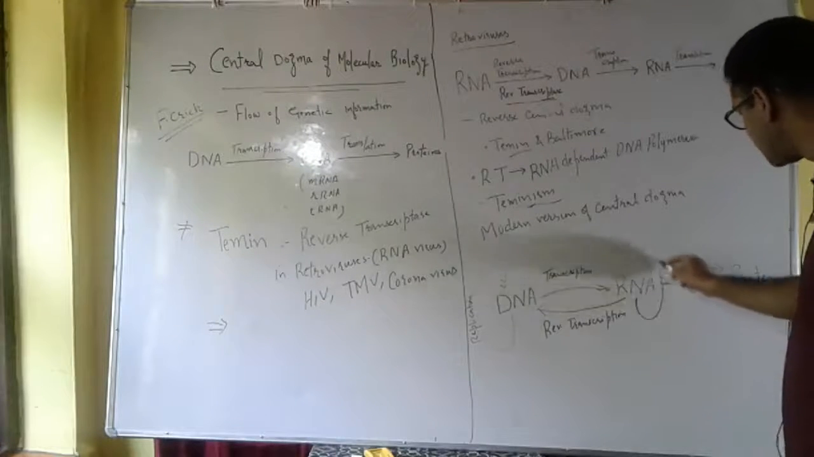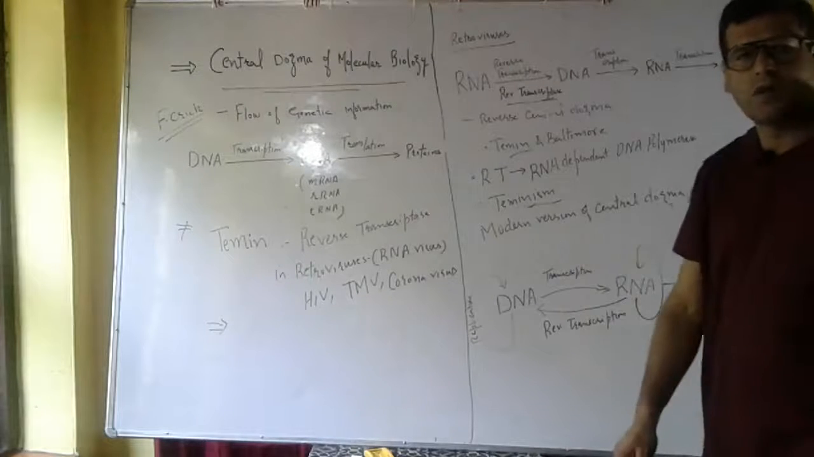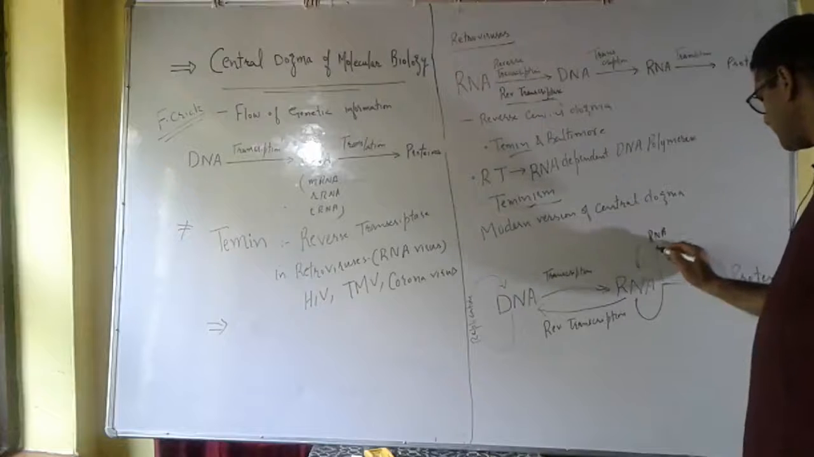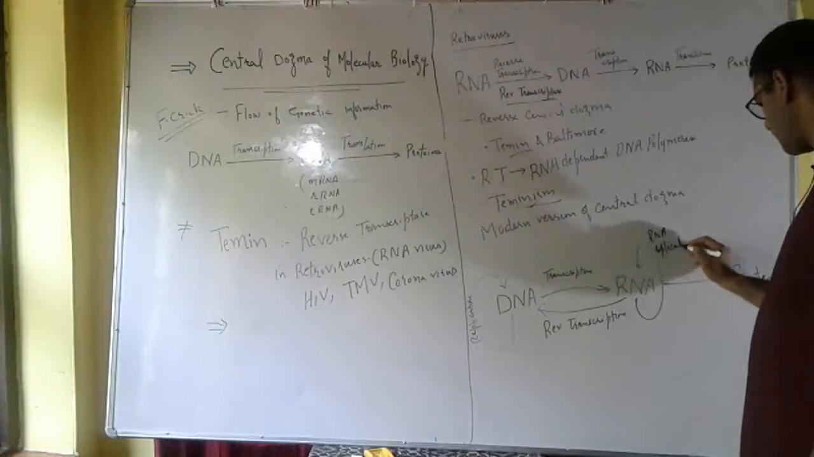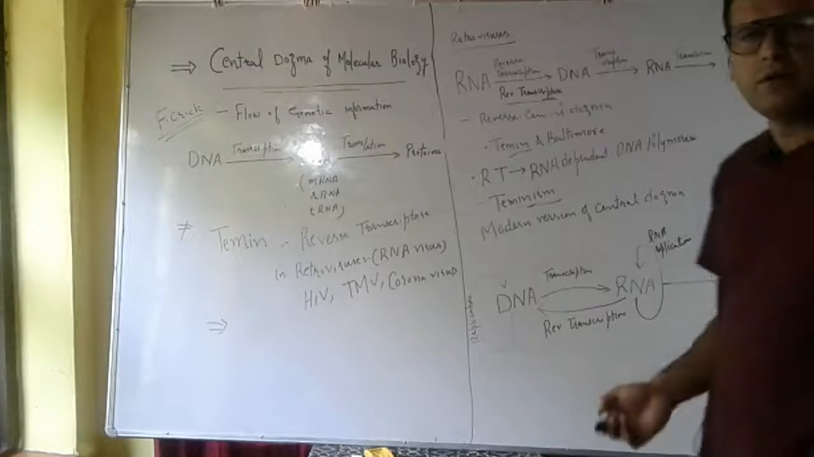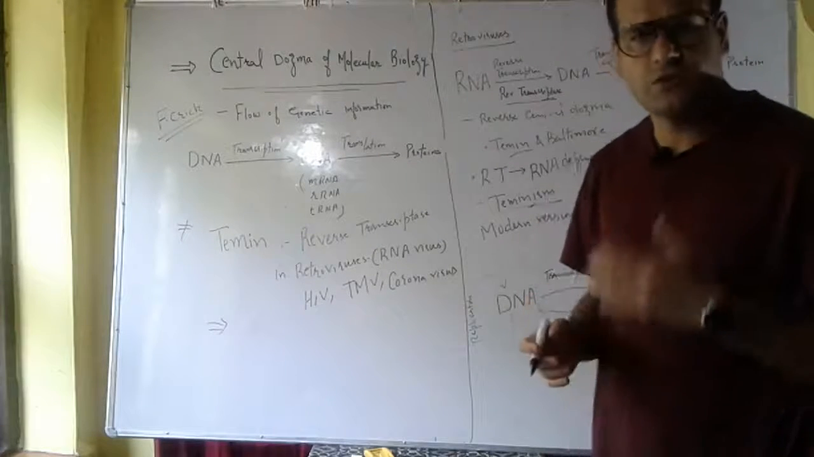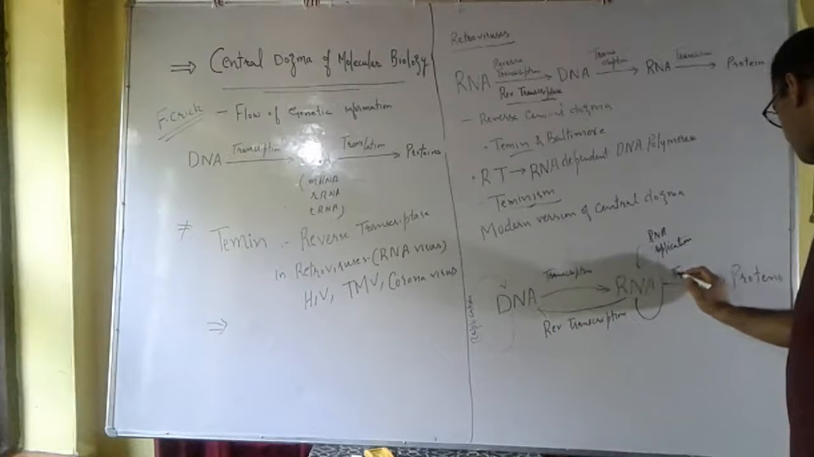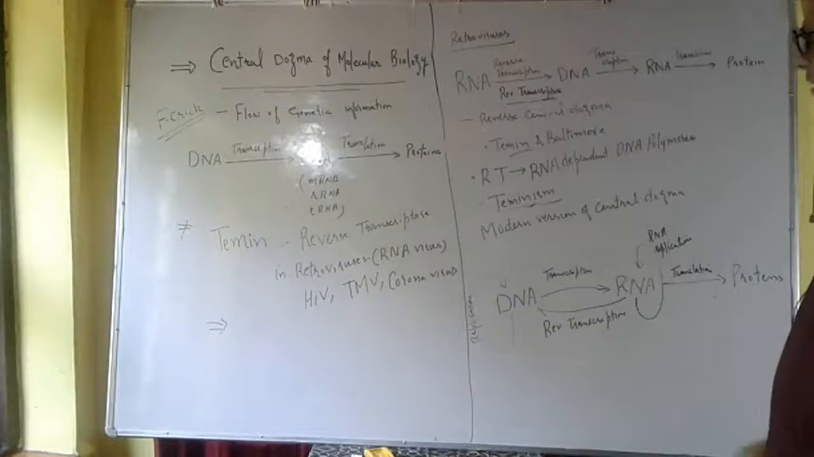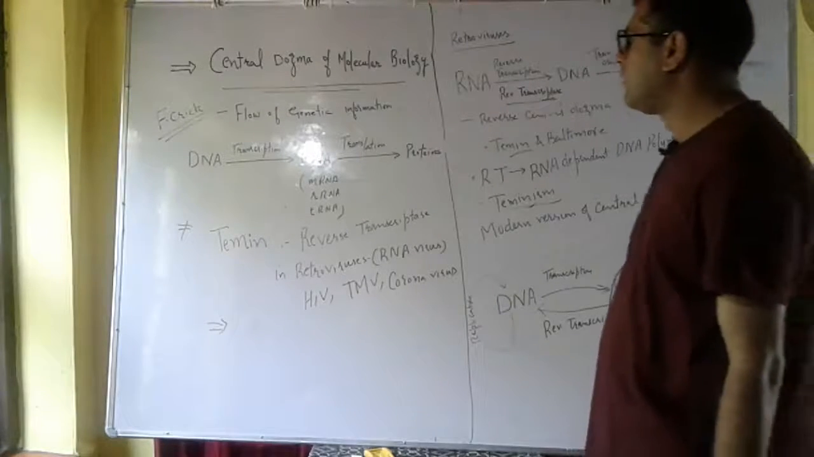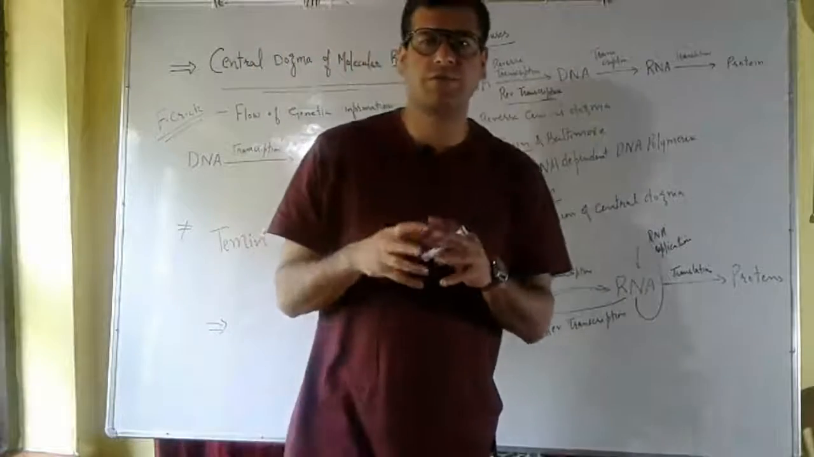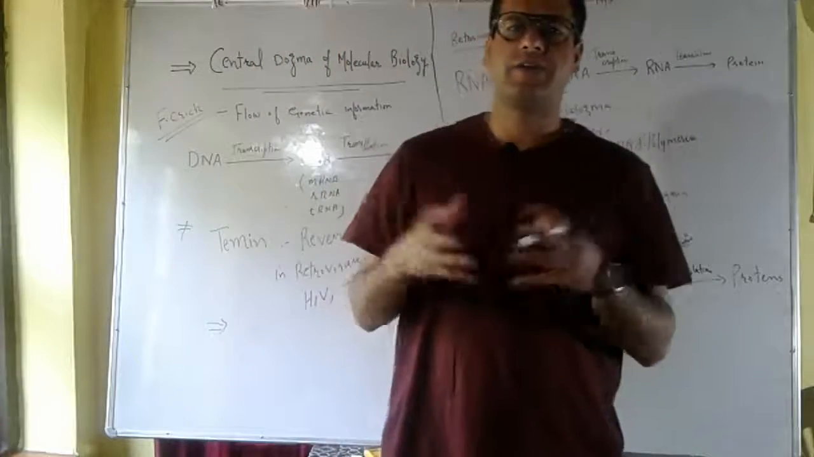Then we have RNA. RNA can synthesize its own copies, which is called RNA replication. Then RNA can get involved in the formation of proteins, which is known as translation. This is the modern version of the central dogma of molecular biology. That means how the genetic information flows in living organisms.